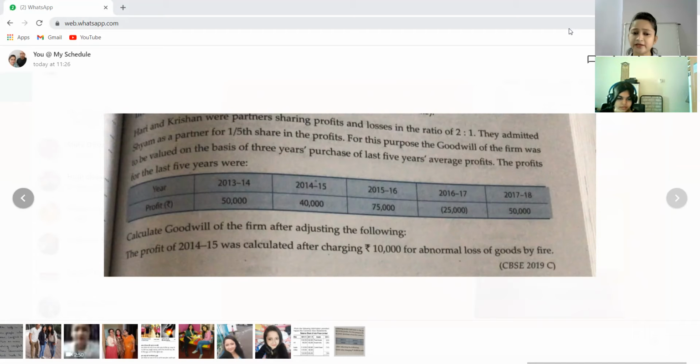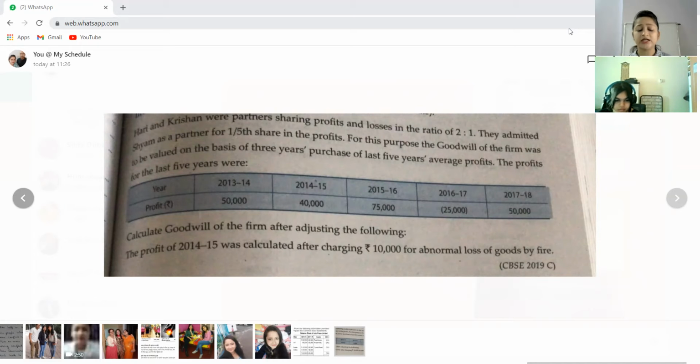The profits of the last 5 years are 50,000, 40,000, 75,000, 25,000 negative is loss, and 50,000. Calculate goodwill of the firm after adjusting the following. See, whenever you get these adjustments below, you have to find the correct profit. If there is any adjustment, it means the above mentioned profit has some mistake. So you have to rectify those mistakes after reading the adjustment portion. So first we have to calculate the correct profit of the firm.